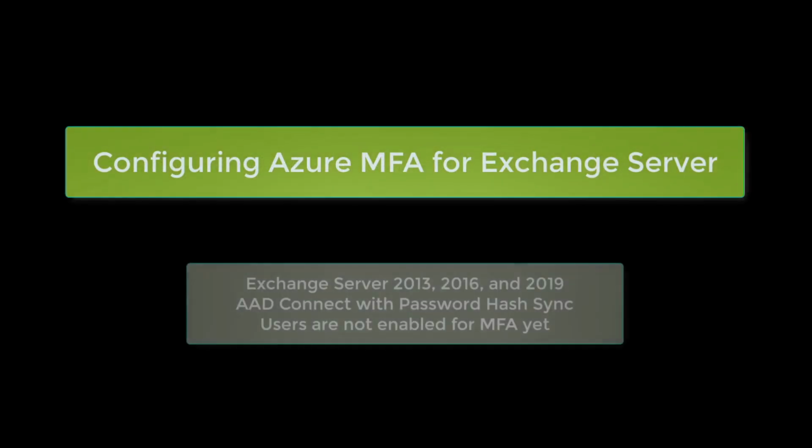So getting started with our first demo, we have a mixed environment here. It's various flavors of Exchange Server on-prem. AAD Connect with password hash sync is enabled, and the users are not enabled for MFA yet. There are 2 processes. There's enabling them for MFA in Azure AD, and then there's an enrollment process that the user goes through to set up their multi-factor mechanism.